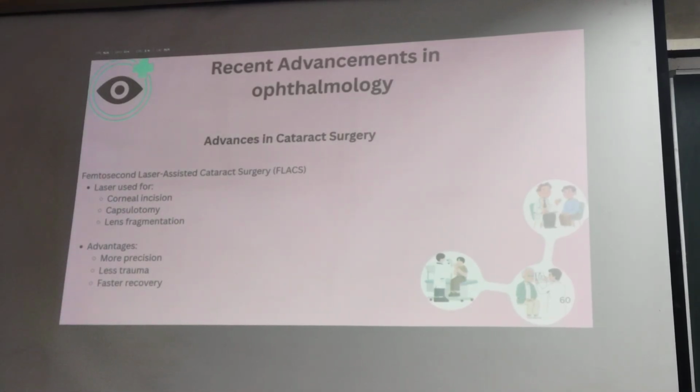Femtosecond laser assisted cataract surgery. As the name suggests, femtosecond laser is used instead of manual instruments, and this improves precision, causes less trauma, and causes faster recovery. Used in corneal incision, capsulotomy, and lens fragmentation.